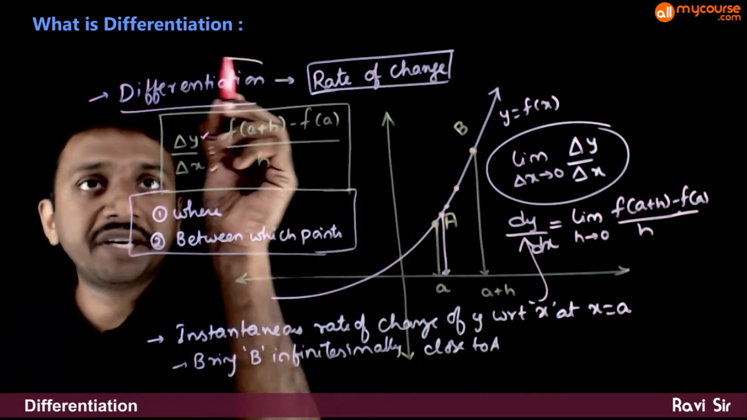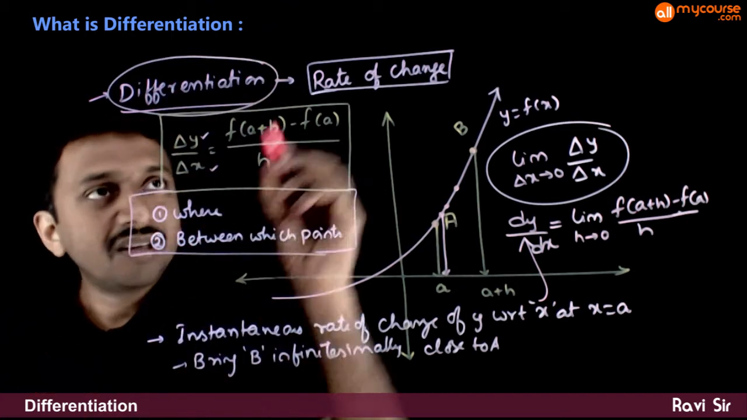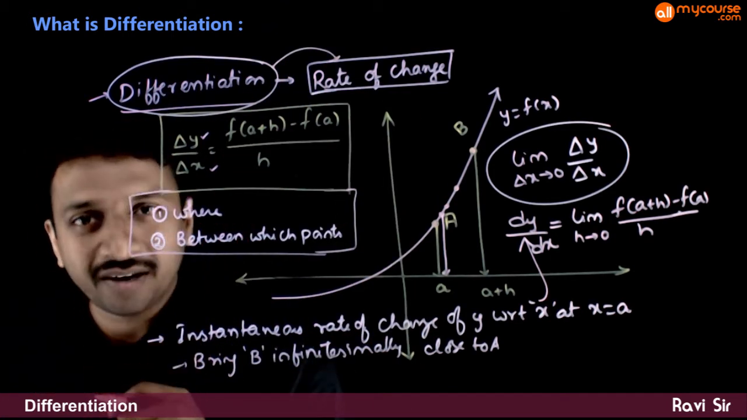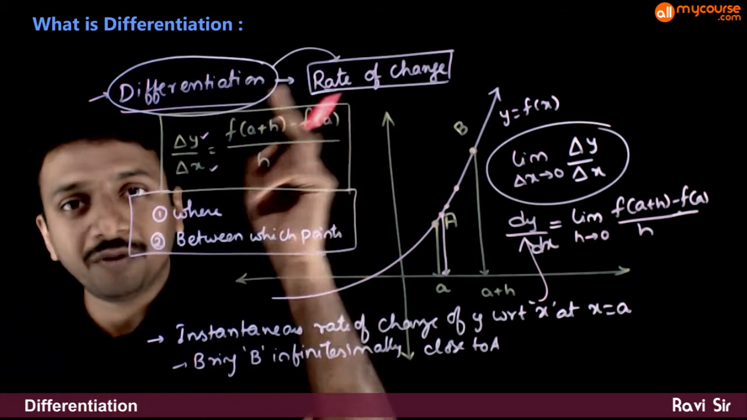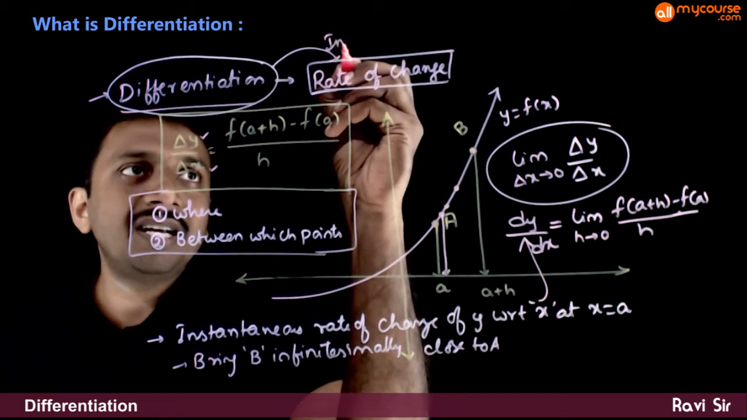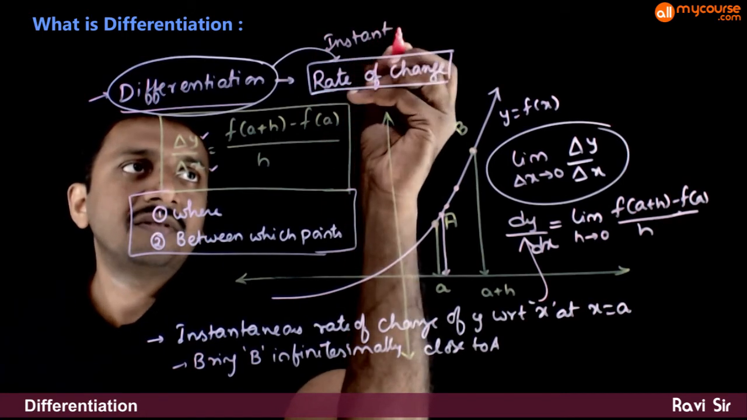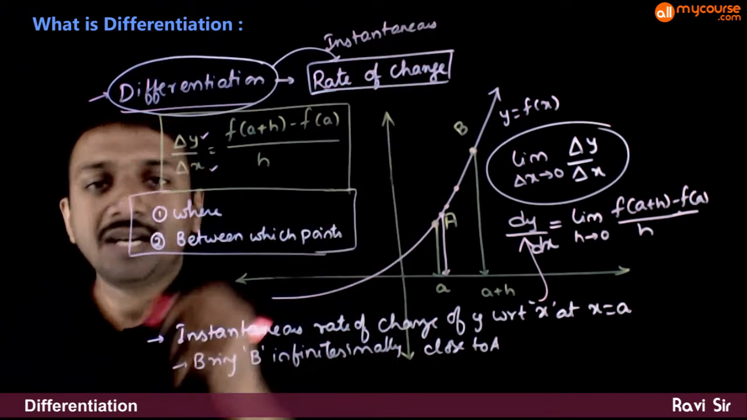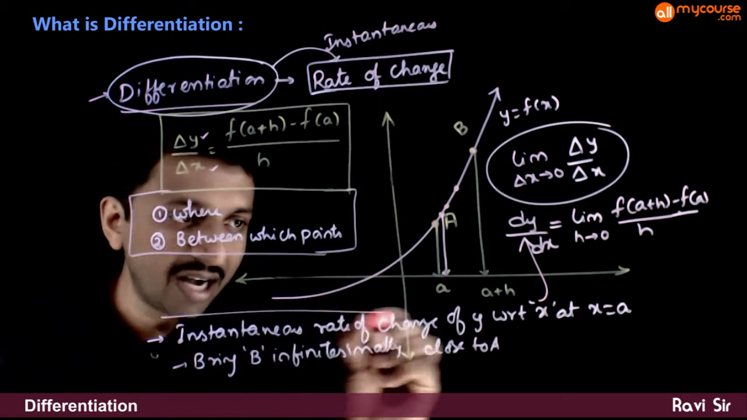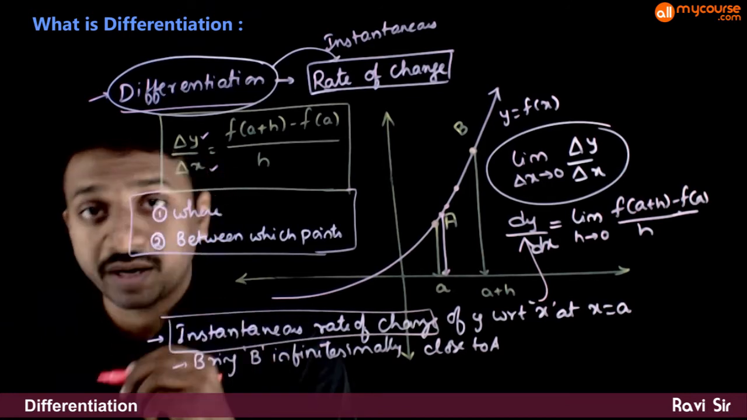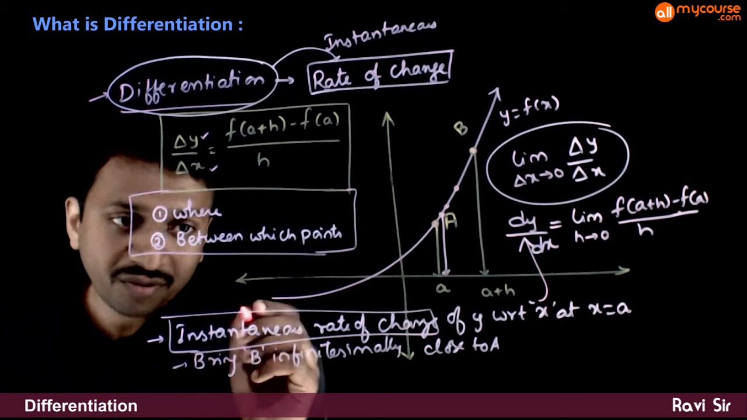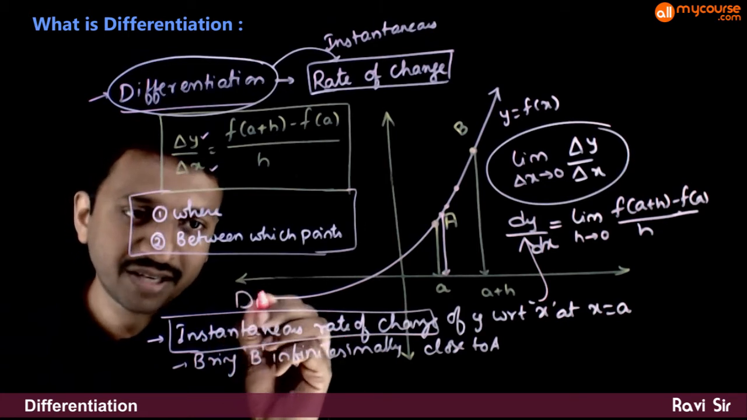So what is the effective meaning of differentiation? Differentiation is rate of change, but a slightly more qualified rate of change. It has an adjective before this rate of change. So differentiation is the instantaneous rate of change, the instantaneous rate of change of y with respect to x. So this whole phrase can be removed or replaced by differentiation.